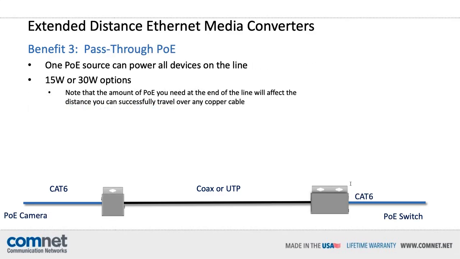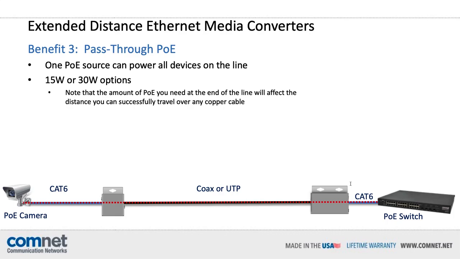The third benefit is a huge reason installers choose this type of media converter. Pass-through PoE allows one power source, like a PoE switch, to power all devices on the line. Power is transmitted from the PoE switch, powering both of the media converters and also passing power up to the camera at the end of the line. This makes for a much quicker installation and also means you don't need to worry about finding power at the camera location. Comnet makes versions for up to 15 watts or 30 watts.